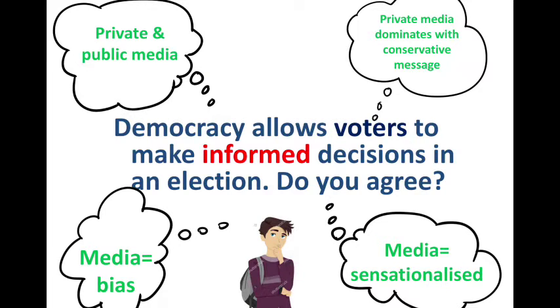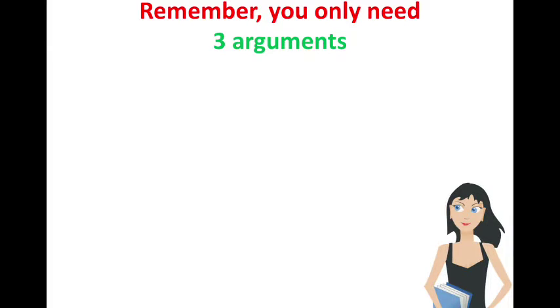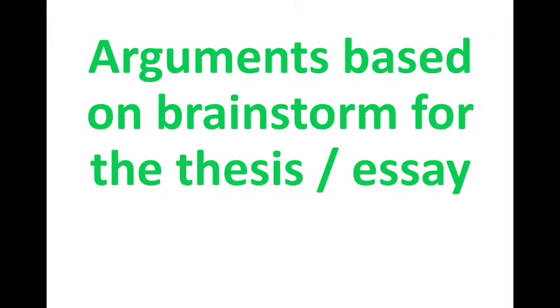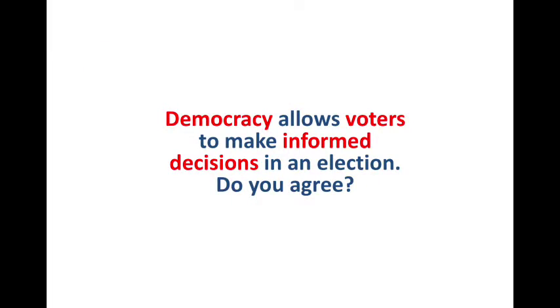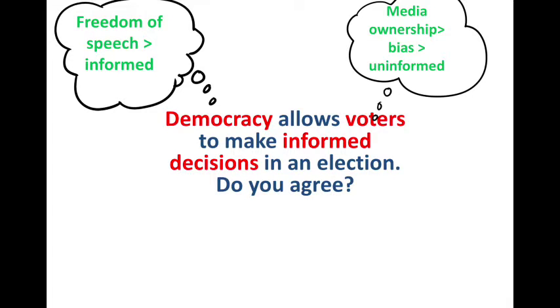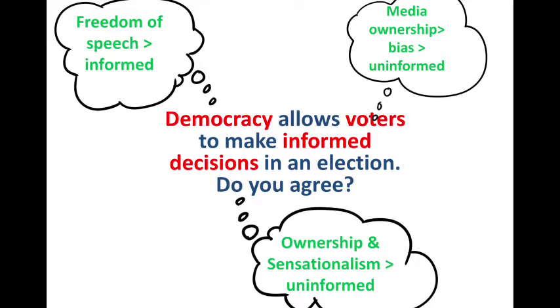So I'm now beginning to form my arguments. I only need 3, remember? So my essay structure, introduction, 3 body paragraphs and a conclusion. Because it's a discursive essay, you do need to have the other side of the argument. So we'll begin with a disagree and have 2 agree arguments. Now, based on my brainstorm, I have 3 arguments. One is freedom of speech. That means they're informed. The other is media ownership. There's bias. Does that mean they're uninformed? And sensationalism means the voter could also be uninformed.